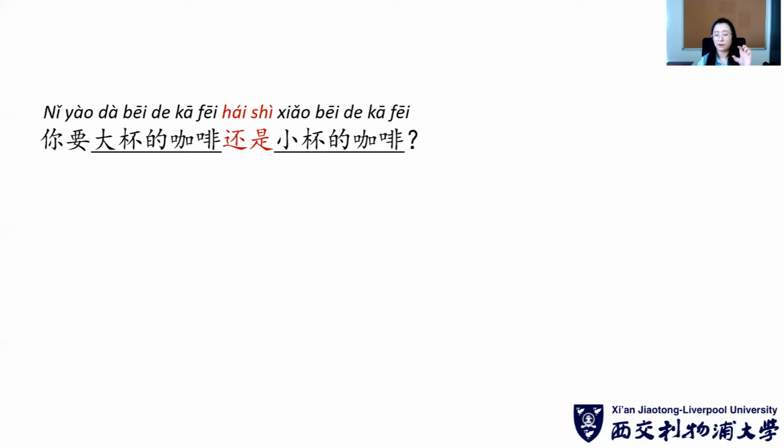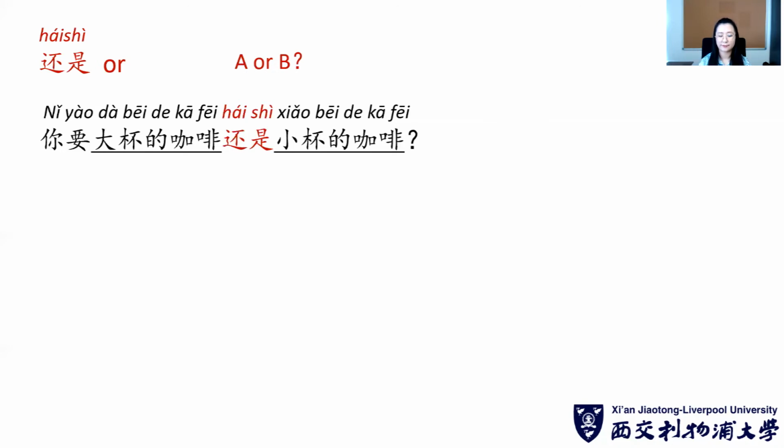Small cup of coffee. What is 还是? Yes, 还是 in Chinese means "or". We always use 还是 in a question, and it's an alternative question. So A or B.